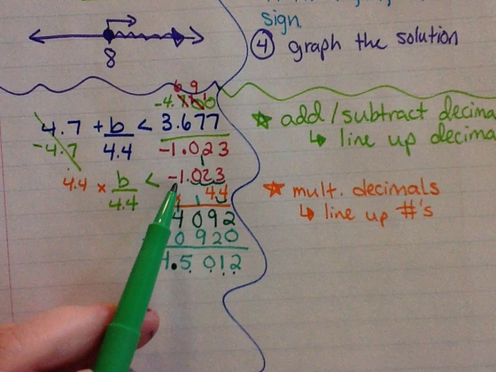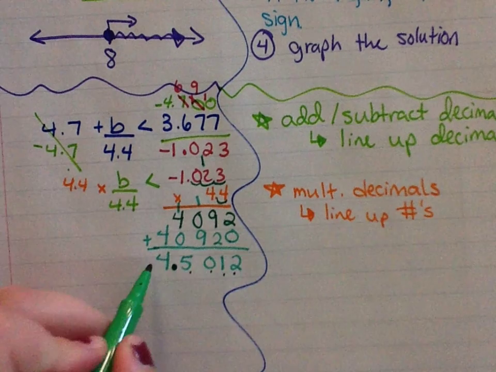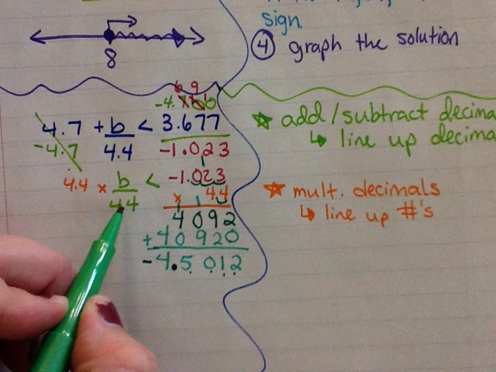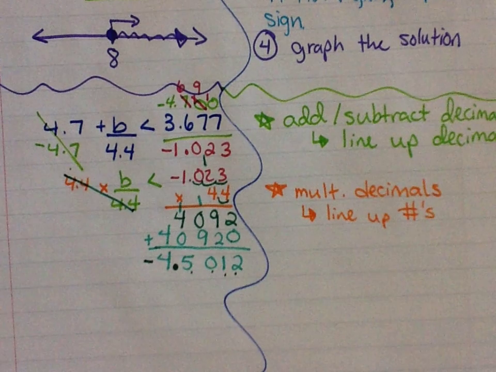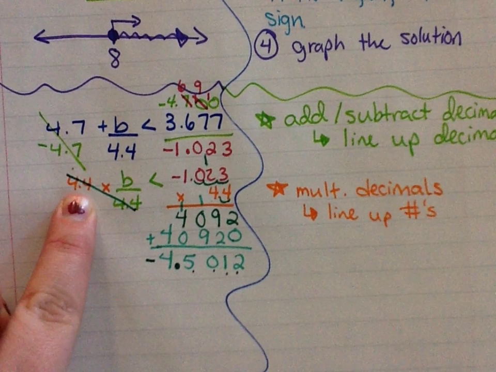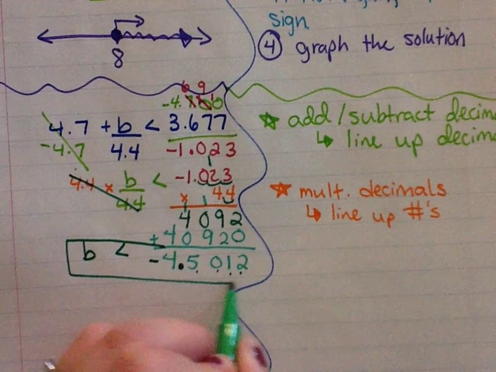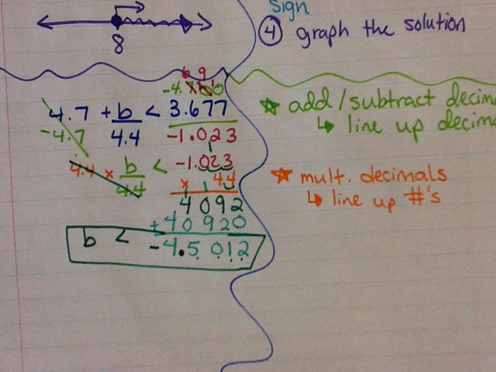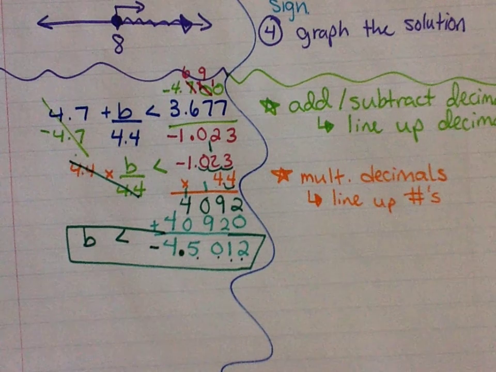Now, I multiplied a negative times a positive. What's my answer going to end up being? Negative. Okay? So I multiplied my decimals over here. 4.4 on top, 4.4 on bottom. What happened? It cancels. Did I multiply by a negative? Yes. This number's negative? No, the number that I multiplied is not negative. So do I have to worry about switching the sign? Nope. I'm just going to get b is less than negative 4.5012. Okay? Questions?